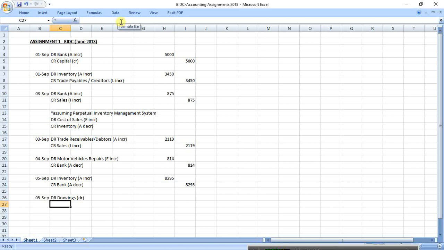Drawings is part of owner's equity. Drawings will obviously affect the accounting equation, but we're just looking at the accounts being affected. So then we would credit bank. We paid a check, so the owner took money from the business, and the business's bank account is going to decrease. Amount: 450.